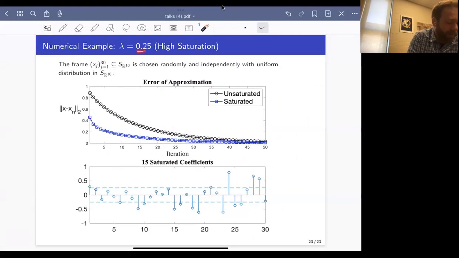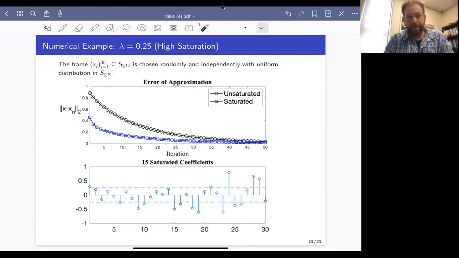If we now have saturation at 0.25, you get a very dramatic improvement by using the saturated coordinates. In this situation, we have 15 saturated coordinates out of a total of 30 vectors. So half the coordinates are saturated, and our lambda saturated frame algorithm performs much faster. And I will stop here.